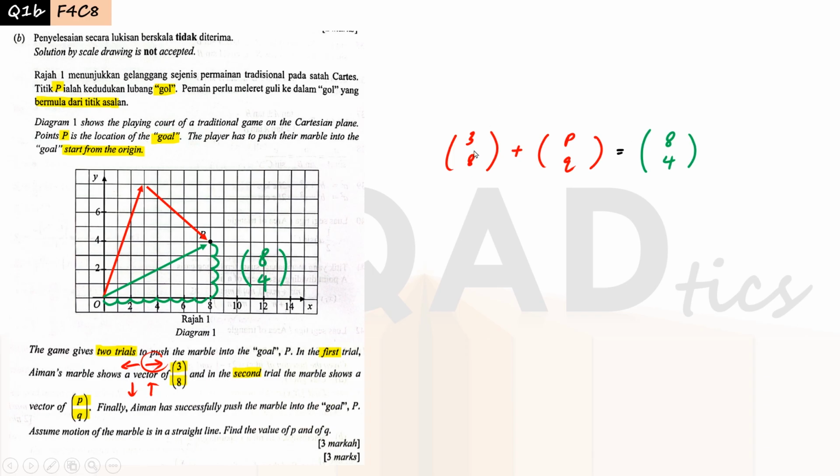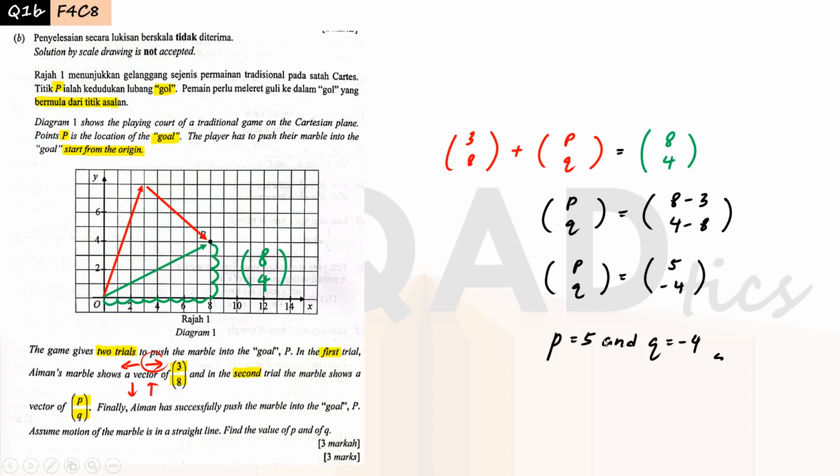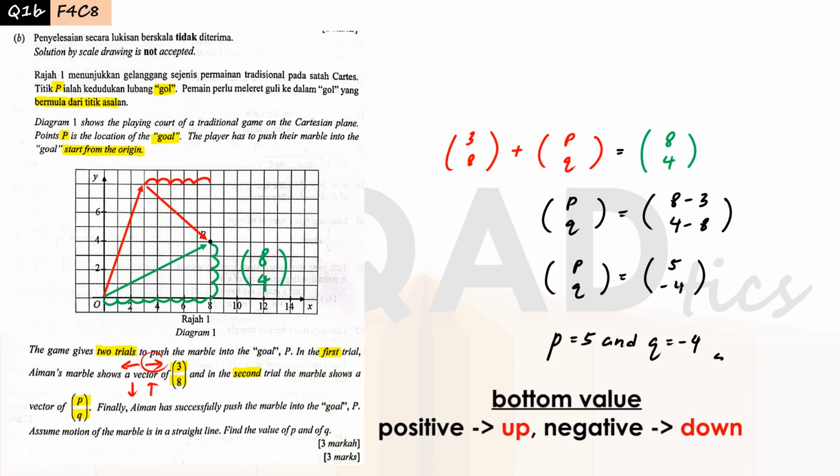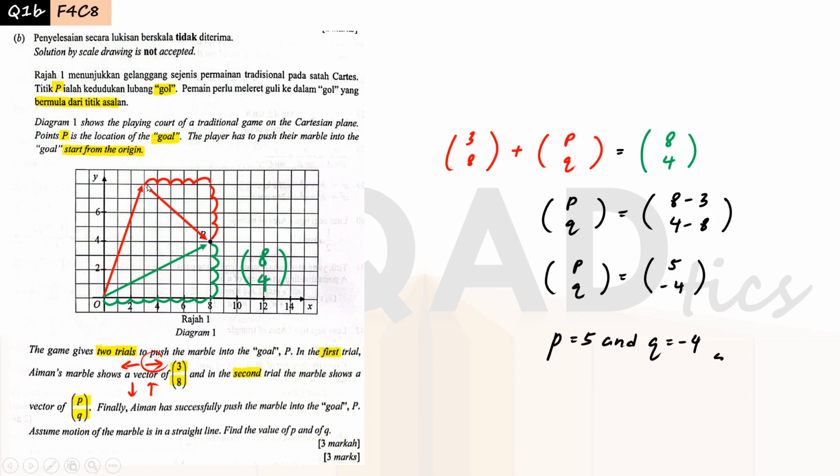You just need to move this vector to the other side and minus them together to find the values of P and Q, which are 5 and -4 respectively. So if you want to double check your answers, you can refer back to the diagram here. Since the top value is 5, we need to go 5 units upwards. Then the bottom value is -4, which means we are going to move 4 units downwards. As you can see here, you have reached from here to the goal.